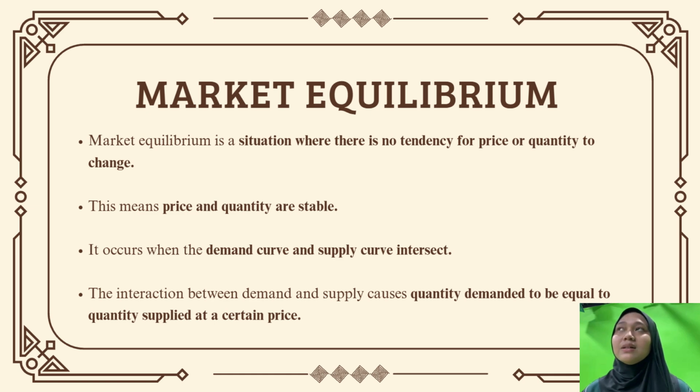If the market price is below the equilibrium price, there will be a shortage. Consumers want to buy more than producers are willing to sell. So the price tends to increase until the equilibrium is reached. In conclusion, supply and demand work together to determine the market equilibrium. Understanding this concept helps businesses make better production and pricing decisions.